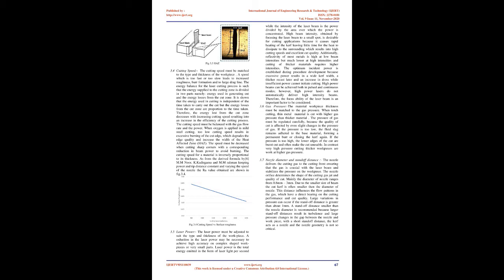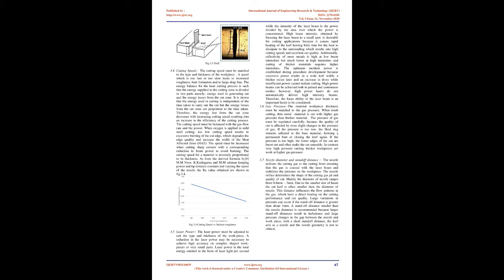Additionally, the reflectivity of most metals is high at low beam intensities but much lower at high intensities, and cutting of thicker materials requires higher intensities. The optimum incident power is established during procedure development because excessive power results in a wide kerf width, a thicker recast layer, and an increase in dross, while insufficient power cannot initiate cutting. High power beams can be achieved in both pulsed and continuous modes. However, high power lasers do not automatically deliver high intensity beams. Therefore, the focusability of the laser beam is an important factor to be considered.